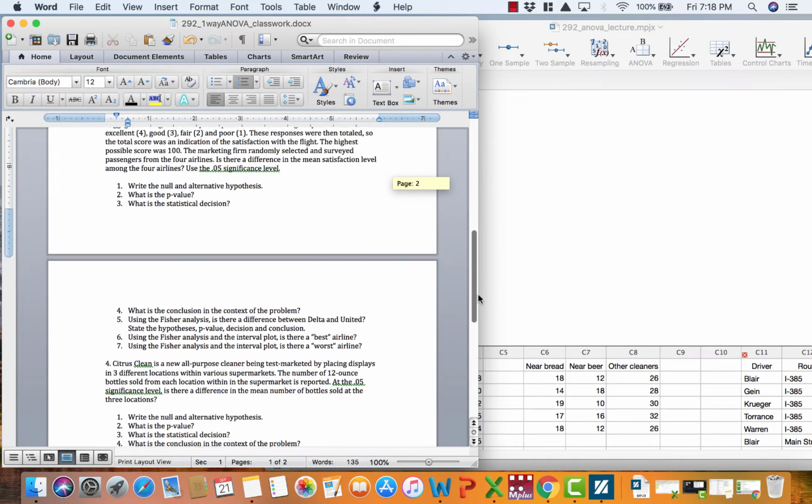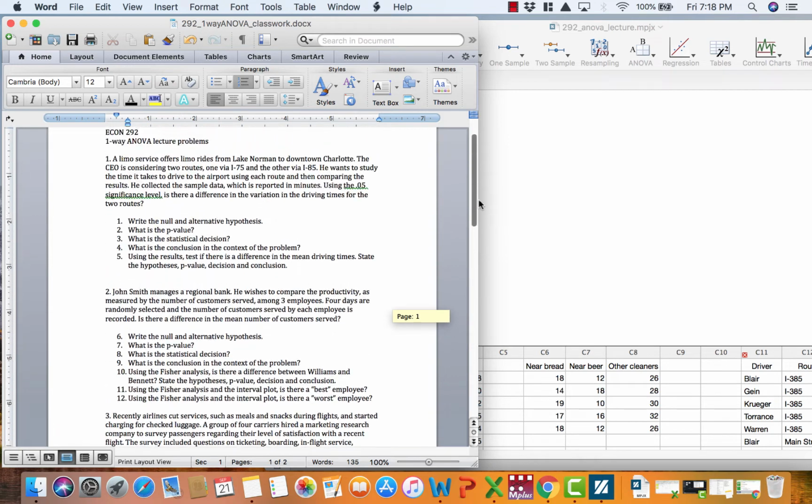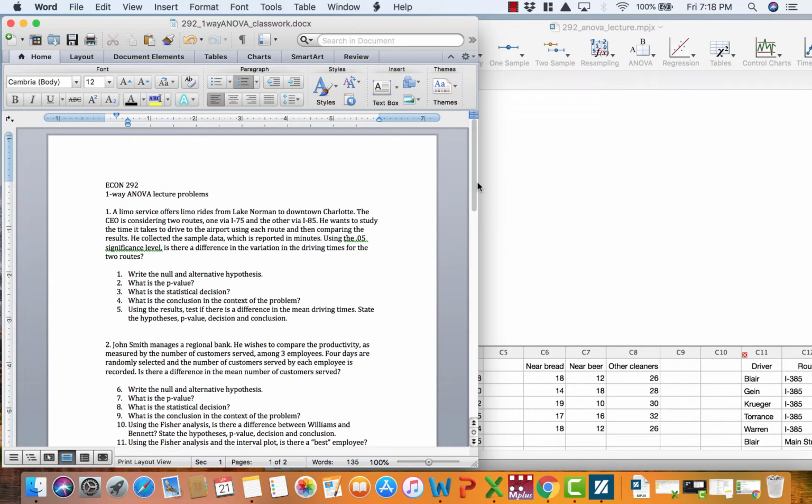Yes, 4 problems. But as you notice with this document, there's lots of questions I can ask, especially when it comes to the quiz and the exam. So make sure you know how to answer all of these problems. Okay, let's start with an F-test problem.